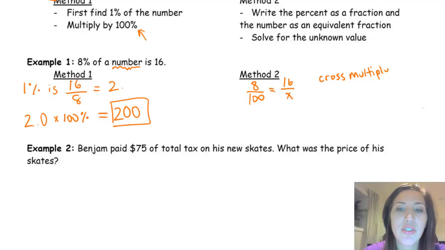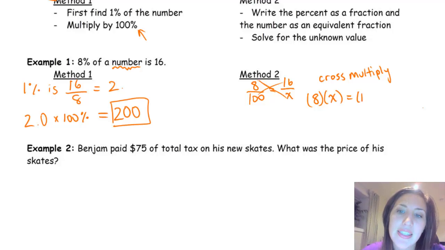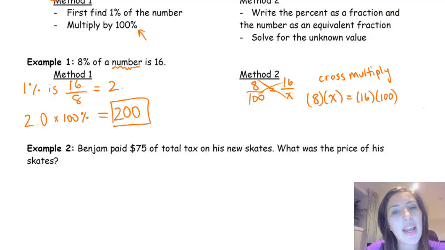So I'm going to crisscross this way and times x by 8 and then 16 by 100. So if I say 8 times x, x is just whatever we don't know, and then 16 times 100. So I just bring the bottom guy up beside the other top side. So now I want x to be by itself so I know what it is.